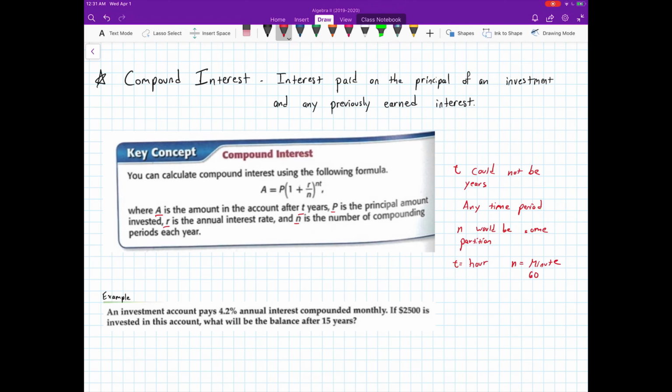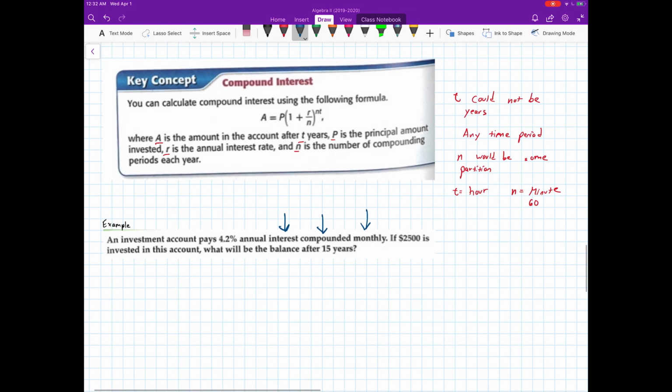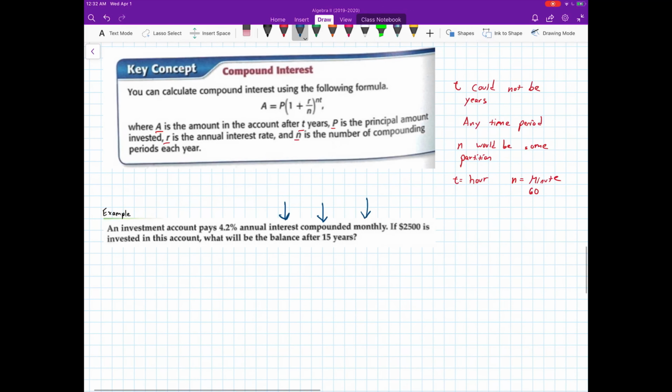Just going to do a quick example here. Essentially, it's pretty laid out. You'll know to use compound interest in any word problem because it'll say interest and compounded and the time period of it being compounded. So let's just take a look at this one.